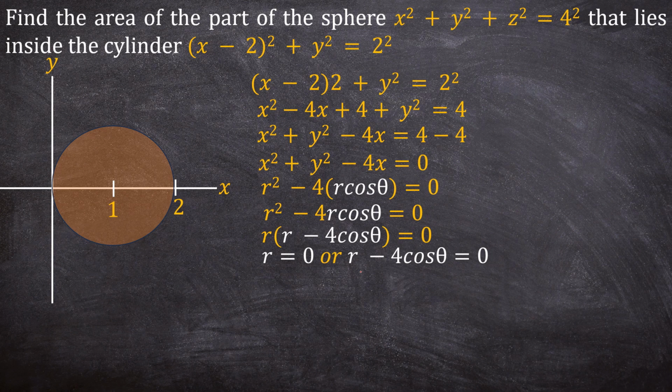So let's look at this, right? If we move 4 cos theta to the other side, r is going to be 4 cos theta, right? And that means we have the upper bound and the lower bound of our limits for r. 0 is the lower bound, 4 cos theta is the upper bound.